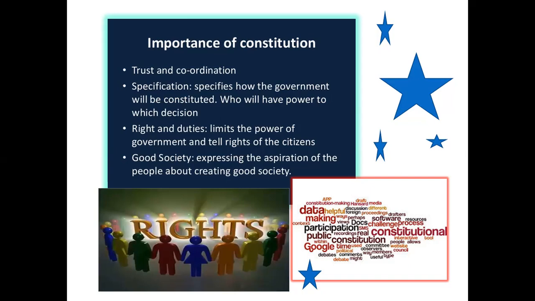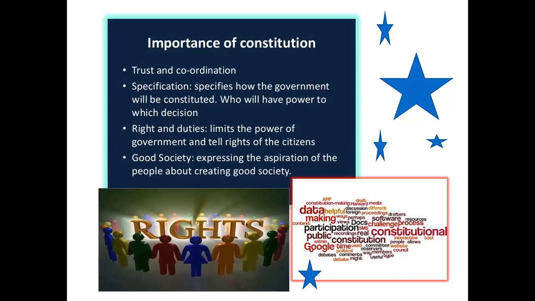Next, specification. If a country has a constitution, we know very well what our rules and regulations are, what solution will be taken for one particular problem, and whether it is correct or wrong. That specification we get if there is a constitution. If there is no constitution, it is very difficult to know whether what the government or any person is doing is correct, and whether rules and regulations are followed by the government.